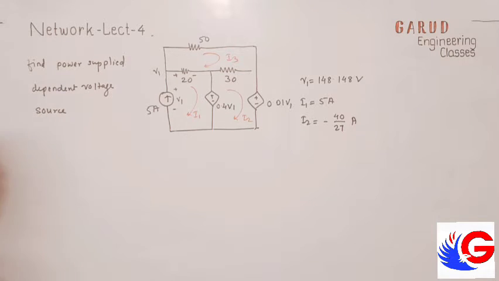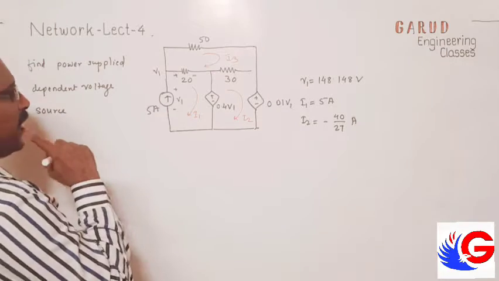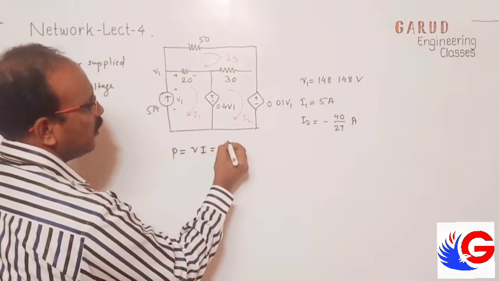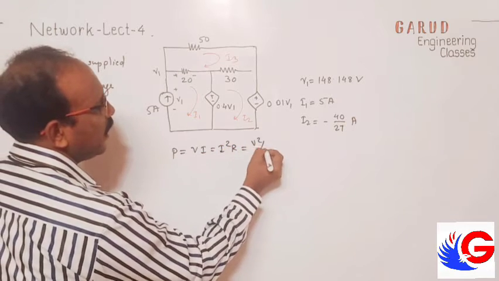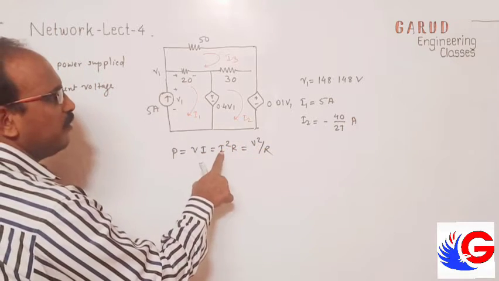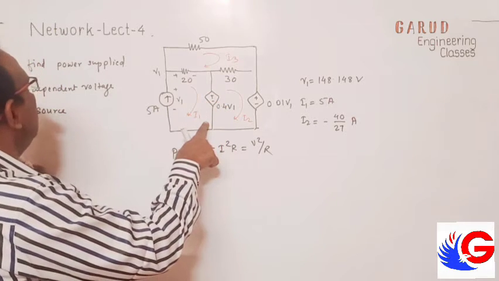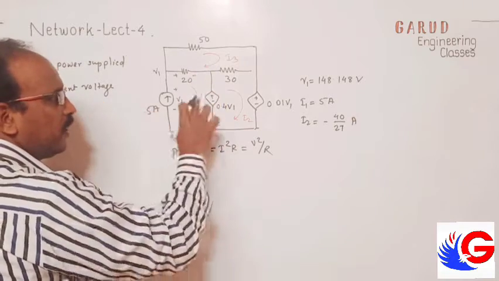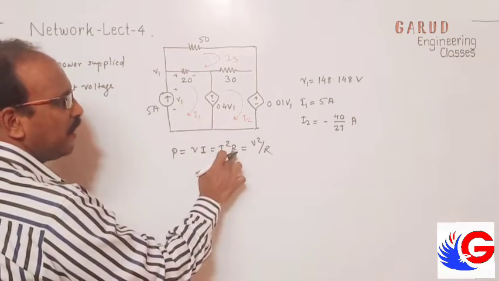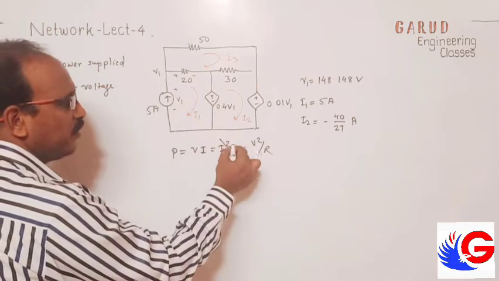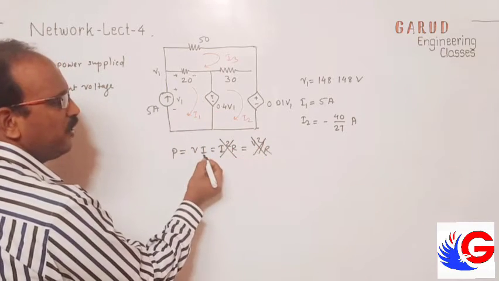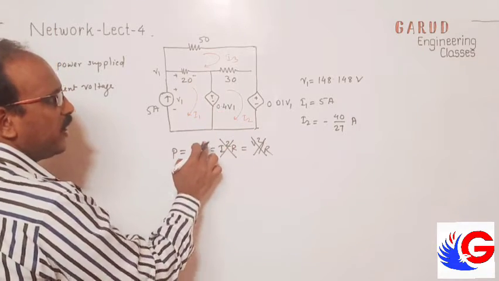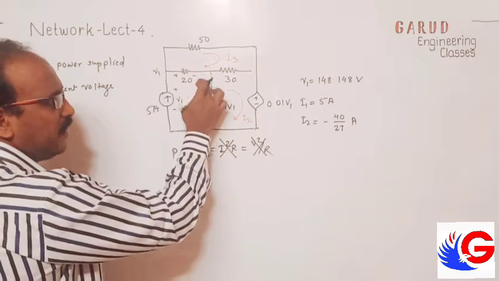So here we can find the power also. Power P is equal to V into I, equals I square R, equals V square by R. Here I square R would be the power across this dependent voltage source, but R is not there. So we cannot use this formula. We have to use V into I. The voltage here is 0.4 V1, and what is I? Here I can say I1 minus I2.